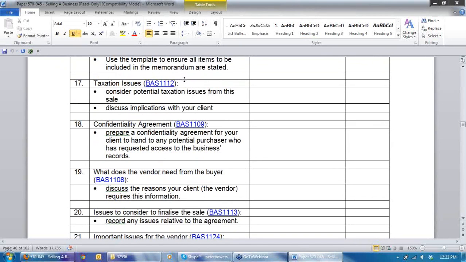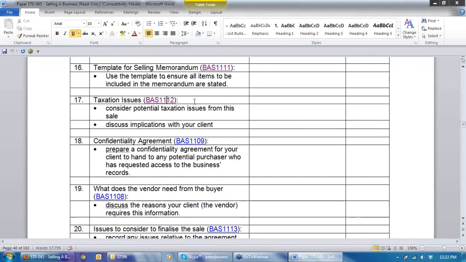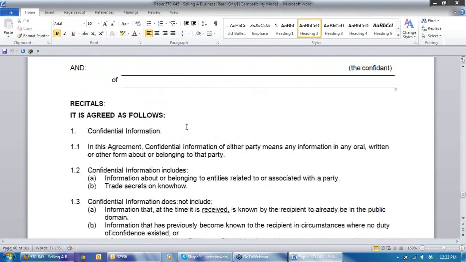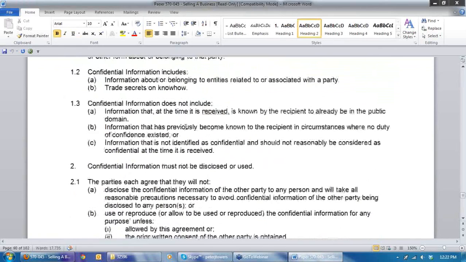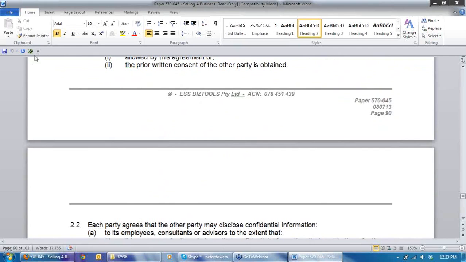There are taxation issues, which I'm probably not going to dwell on, but talking about the capital gains tax treatment on the sale of a business. Many people ring me and ask for confidentiality agreements, so we have a confidentiality agreement in there, which obviously should be sent to the proposed purchaser fairly early in the negotiation process.